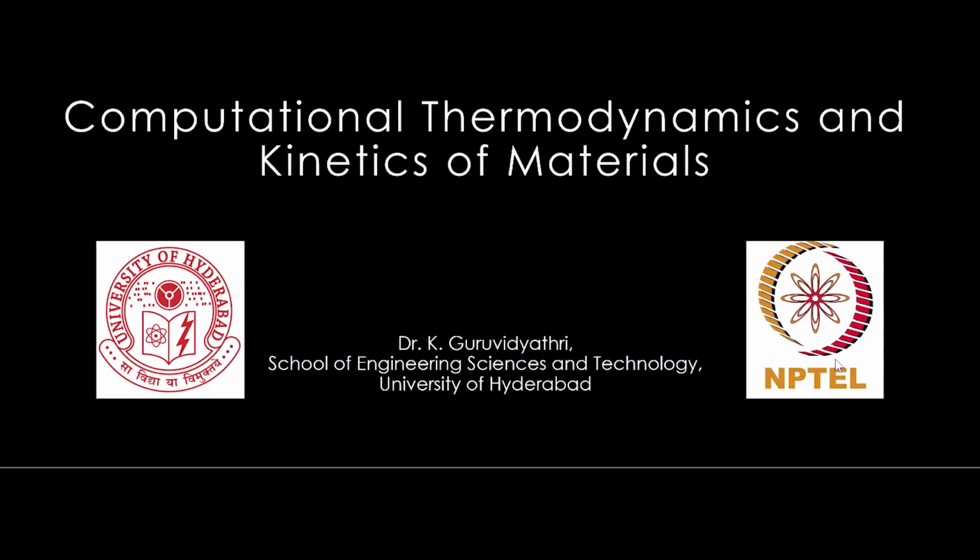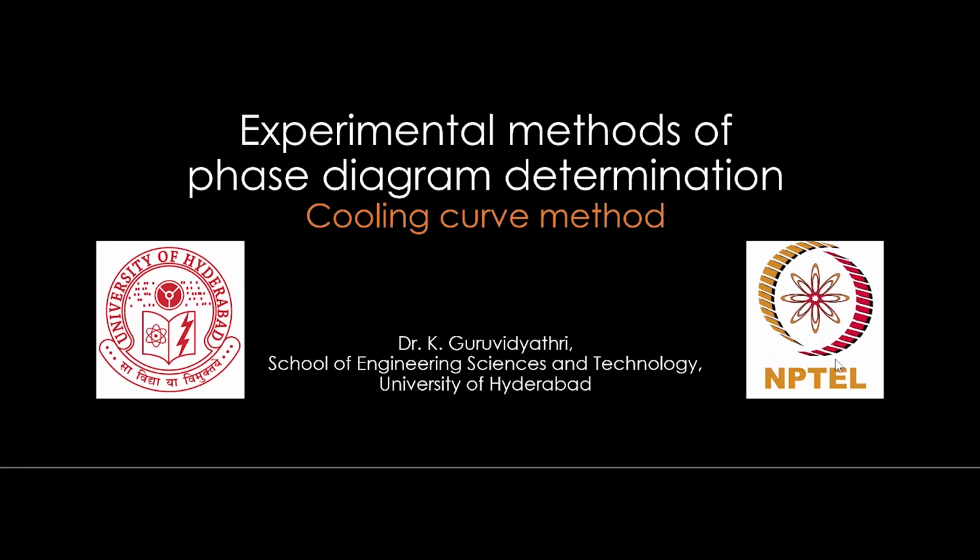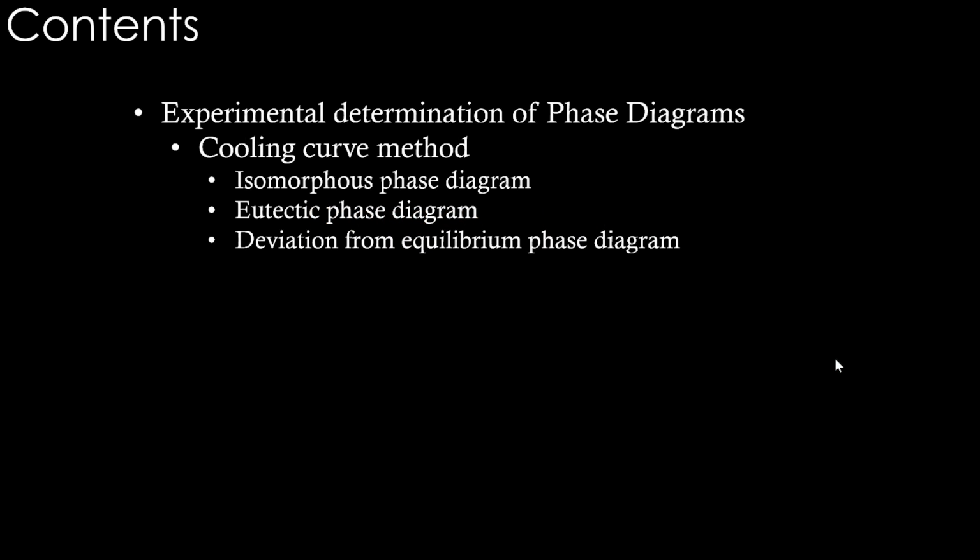Welcome back to this course on computational thermodynamics and kinetics of materials. There are many methods to make a phase diagram experimentally. One method we are going to focus on in this class is called the cooling curve method. So we'll plot two types of phase diagrams, isomorphous phase diagram and eutectic phase diagram, and then we'll see how a deviation from the phase diagram will happen if we use this method.